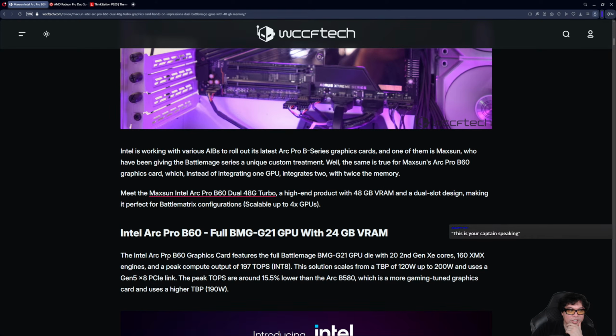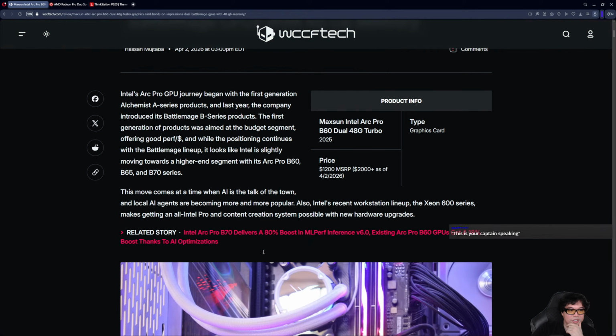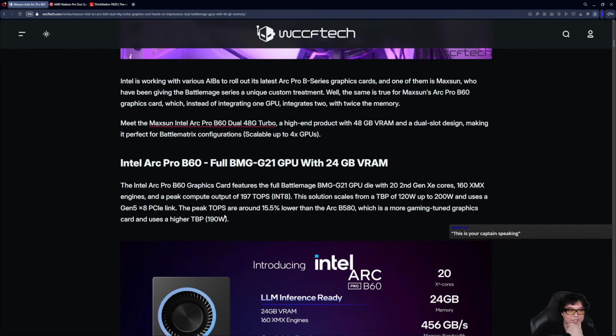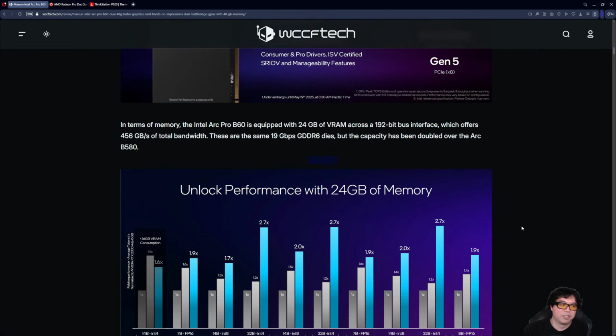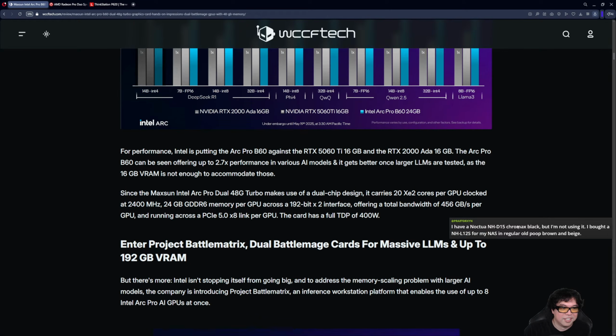But it says, hold on. Oh no, that's the single. See, this is interesting, but this is not the type of card that I'm interested in. I'm more interested in the B70, to be honest, over this B60 or B60 Dual. That power consumption's scary though. They're using that 12-volt high power on a blower style, double slot with two chips, 400 watt TDP.